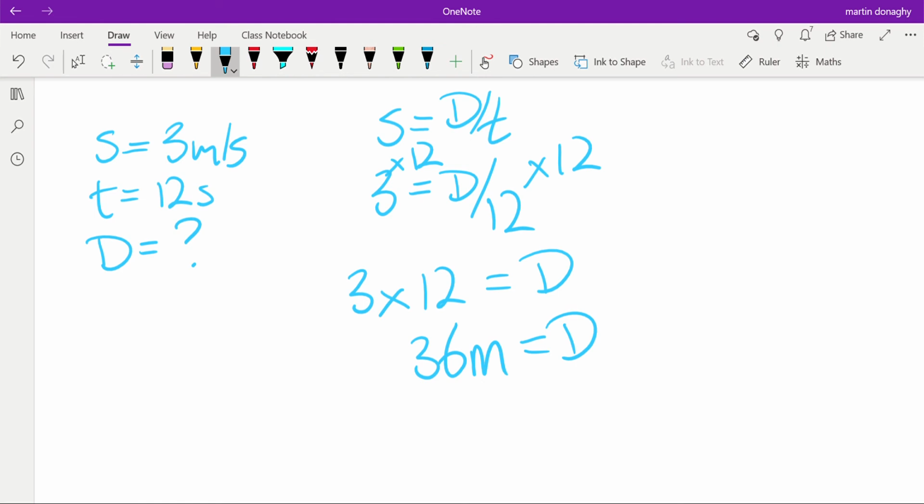Okay, relatively straightforward, particularly if you have seen this before in maths. So go away, read the notes, try the questions, and then the second half of this lesson we're going to look at speed time graphs.